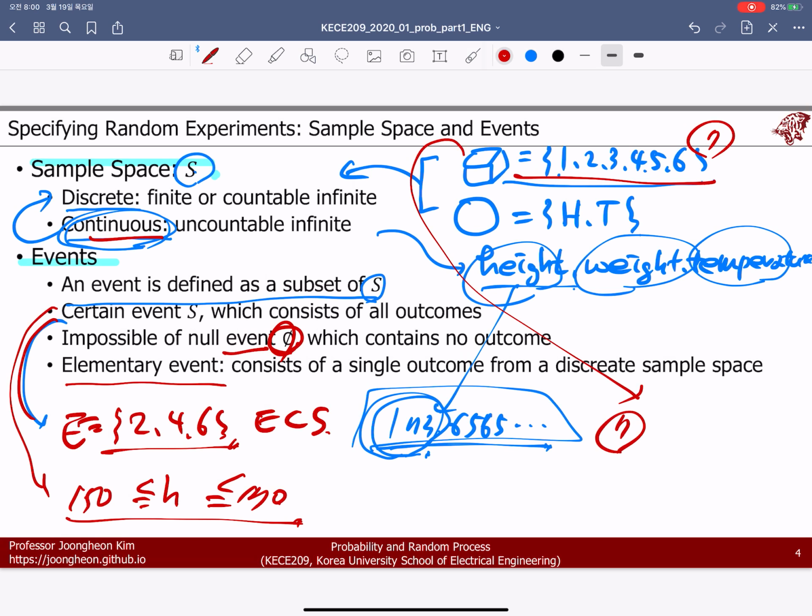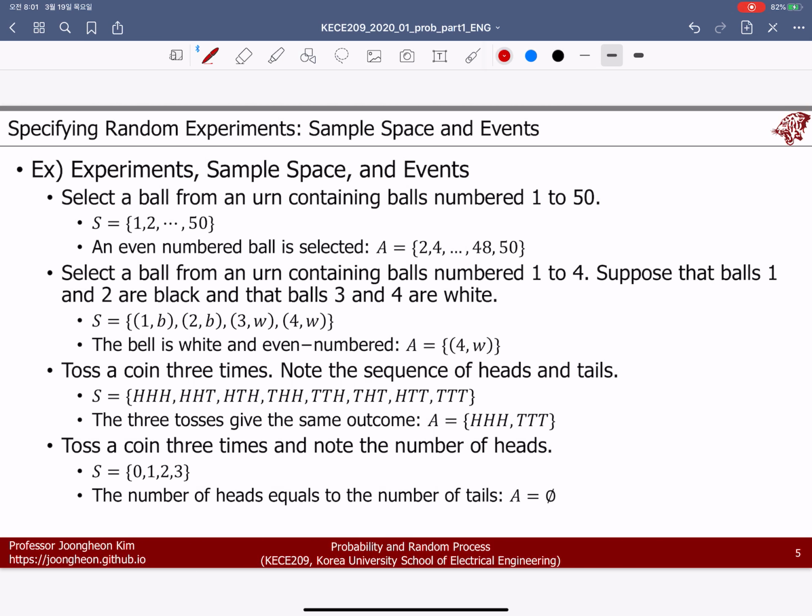Element event means every single outcome in the sample space. Okay, it's very easy and straightforward. So here we want to understand the sample space and event in these given examples. That should be enough for our first class. Okay, so let's look at them one by one.